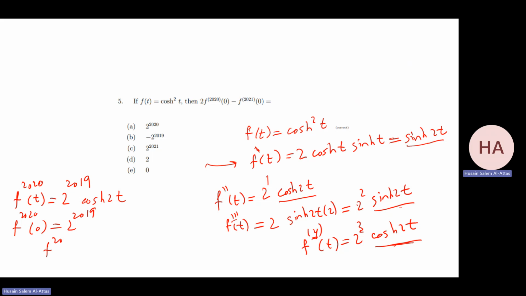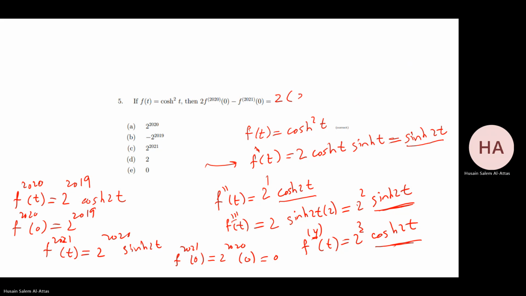What about f^(2021) at t? It will be 2 to the 2020. That is odd, so I'll go with the sine: sine hyperbolic 2t. Now, what is f^(2021) at 0? You want to check at 0. That will be 2 to the 2020 times 0. Sine hyperbolic of 0 is 0, so that gives me 0. So this one gives me what? 2019 minus 0, so that is 2 to the 2020, which is this.